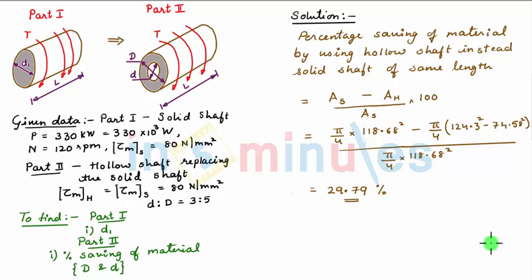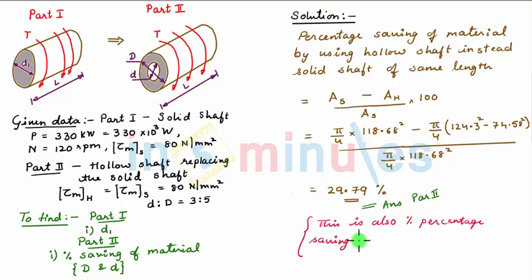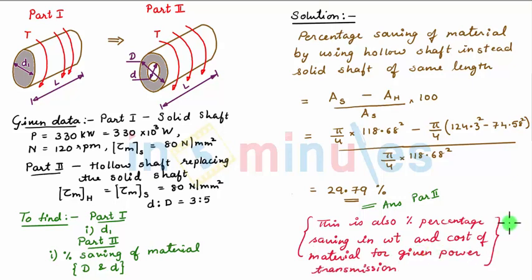29.79%. We see that 29.79% of material is being saved by using this hollow shaft instead of solid shaft. So this is your second answer of part 2. We can say that this is also the percentage saving in weight and cost of material for given power transmission. So we see that for a given application, the hollow shaft is always advantageous in terms of weight, cost and material being used instead of solid shaft.